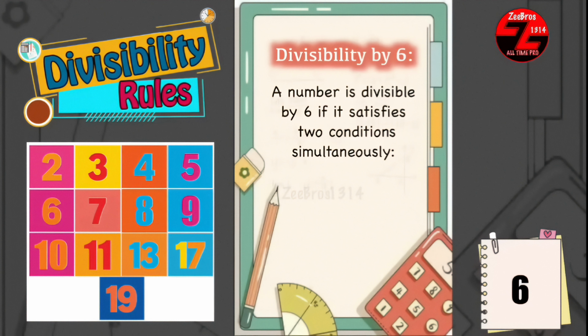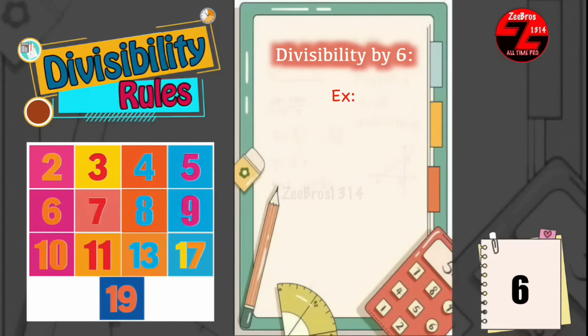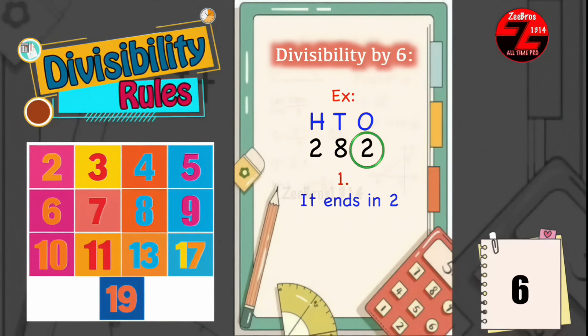Divisibility by 6. A number is divisible by 6 if it satisfies two conditions simultaneously. One, it's divisible by 2. Second, it's divisible by 3. Let's take an example. 282. Here, the last digit of the number is 2, which shows the number is divisible by 2.